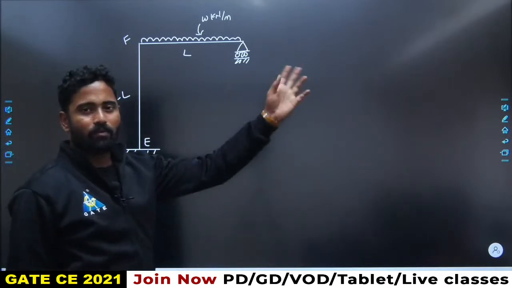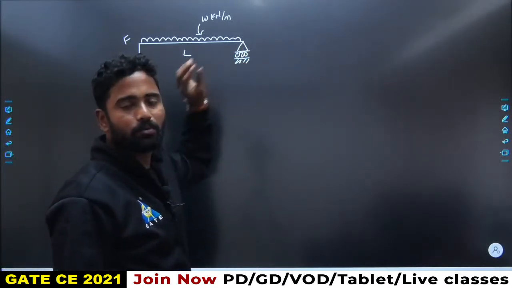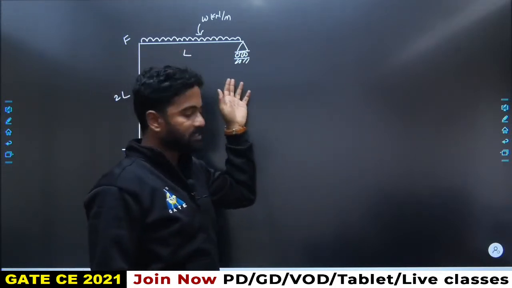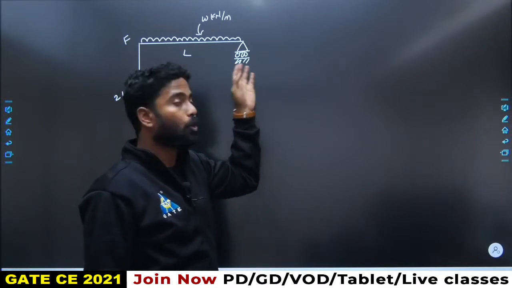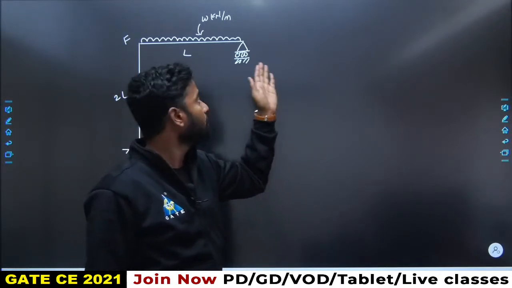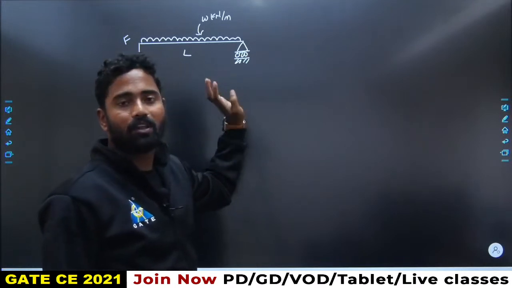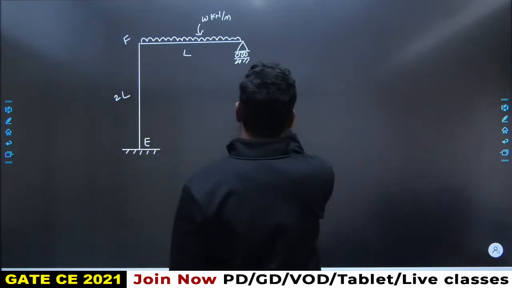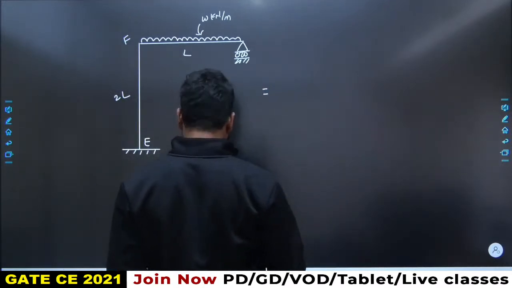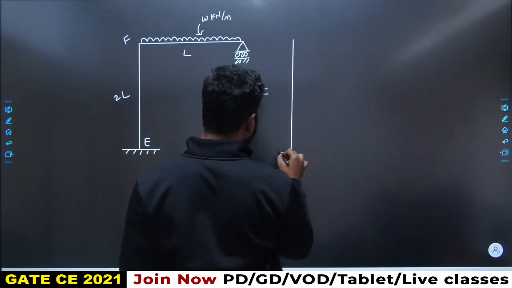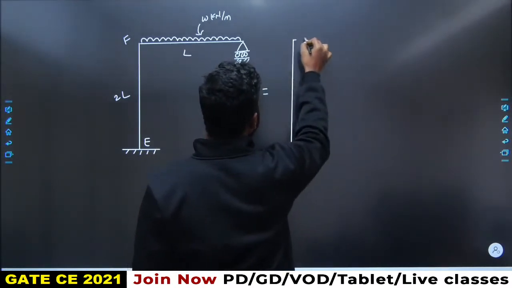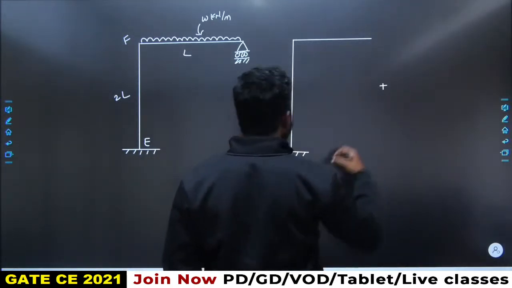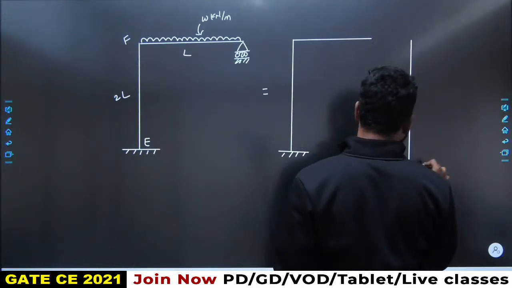Yesterday when I was solving, it was a hinge support actually, so I thought there would not be any sway. Once I cross-checked it, it was a roller support. If there is a roller support, there will be sway. You can't do this by moment distribution method. So the best method to do this would be the principle of superposition. You can easily do this.